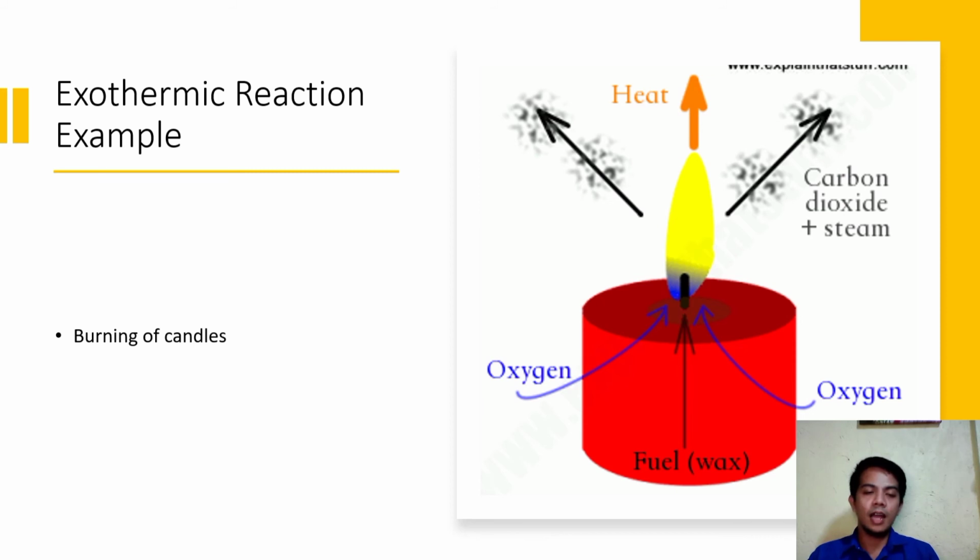Then the last example is the burning of candles. The candle is paraffin wax, which is made up of hydrocarbons. When the candle burns, it comes in contact with oxygen and there is a breaking of hydrocarbon bonds, and hence the release of energy takes place. That's why it feels warm around a burning candle.